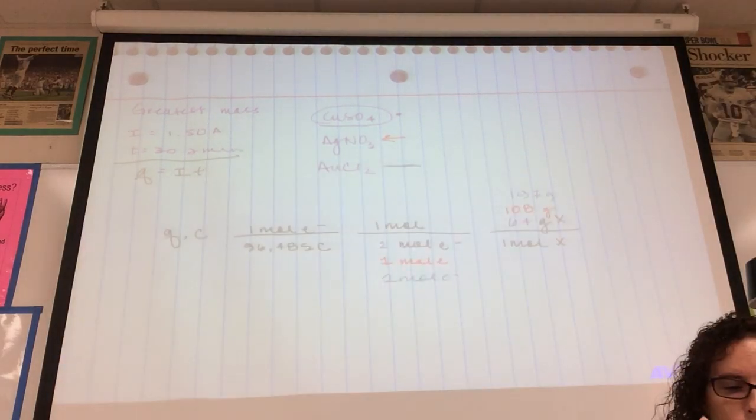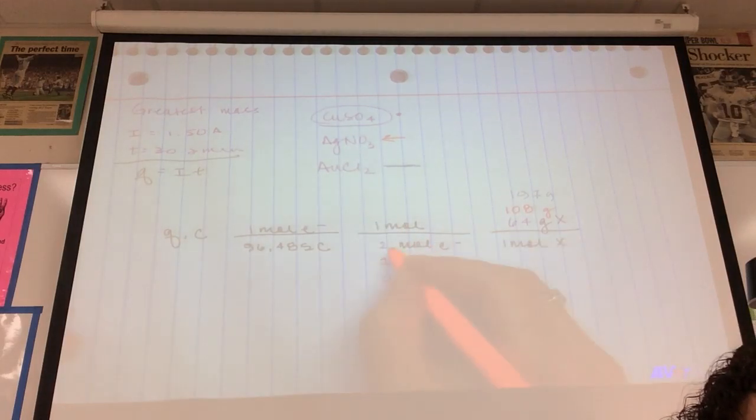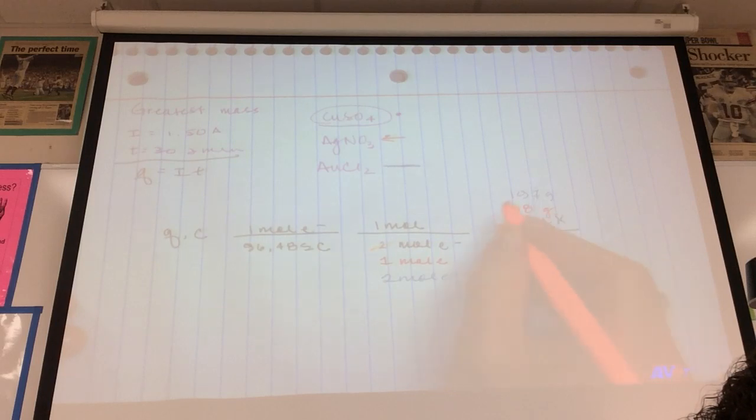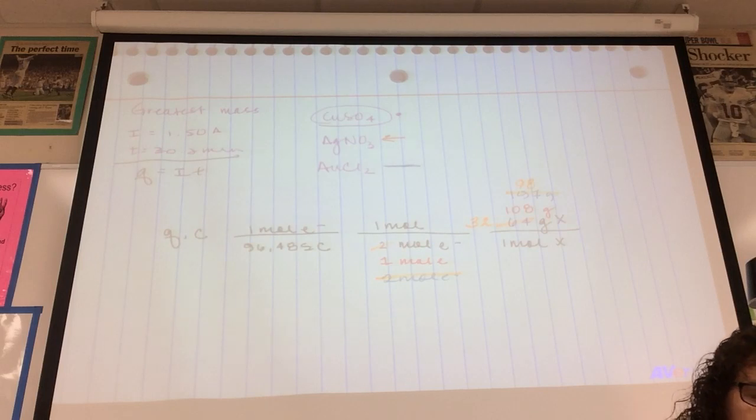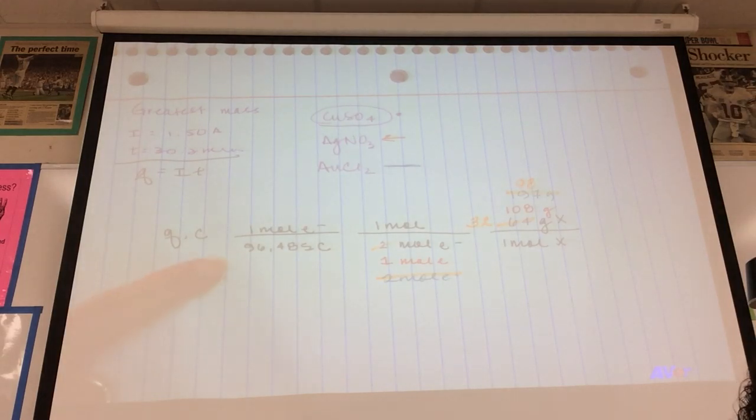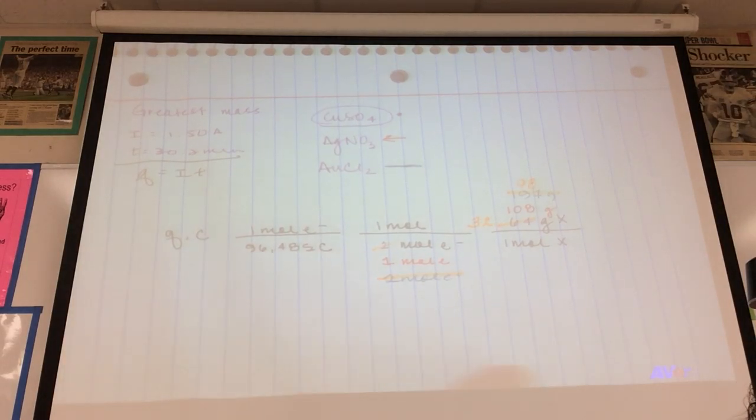So which would have the greatest mass? How are you going to figure this out? 2 into 64 is 32. And 2 into this is going to be less than 100. Let's just say about 98 for argument's sake to keep it simple. So what's going to give you the greatest mass? The silver nitrate. And rather than writing out 3 long chains, you can do a comparison, pretty straightforward.